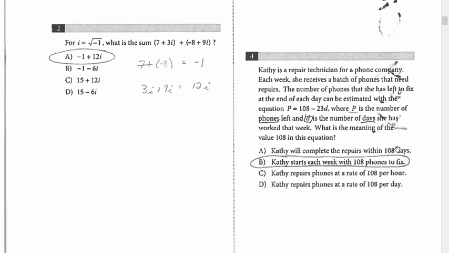Part 4. This question gets down to identifying what that number 108 means in the equation. From reading, we find out that she has a set number of phones she needs to fix each week. And P is going to give me the number of phones left. So after each day, where D stands for days, I can find out that my initial, or my y-intercept of this linear equation, would be 108. So 108 is the number of phones she has to fix each week.